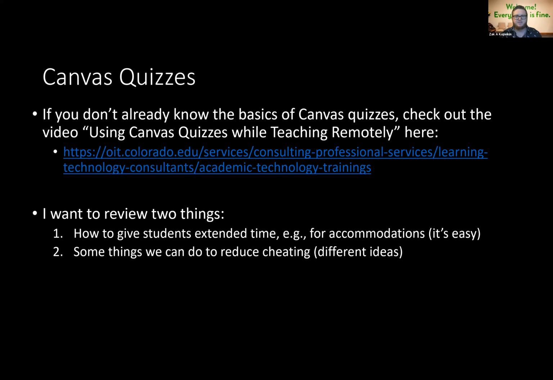I'm going to be reviewing two things. The first thing I want to talk about is how to give students extended time on a quiz. So if they have an extra time accommodation, you can do this in Canvas, and it's really easy. So this is just a good thing to know how to do. And then I want to talk about Canvas quizzes, some of the settings, and trying to reduce cheating. Because with quizzes online, there are more opportunities for students to cheat, and so we can talk about some ways of trying to avoid that.